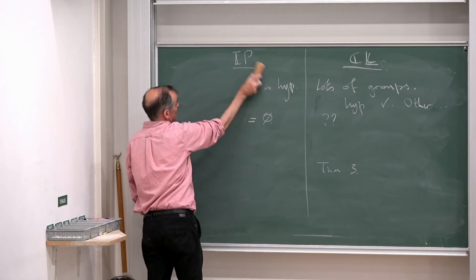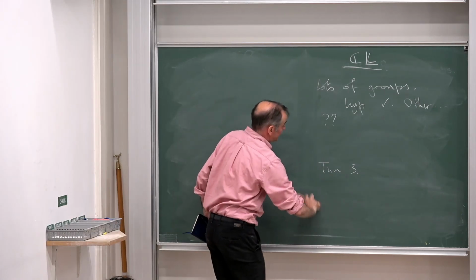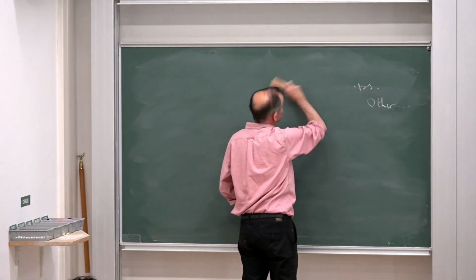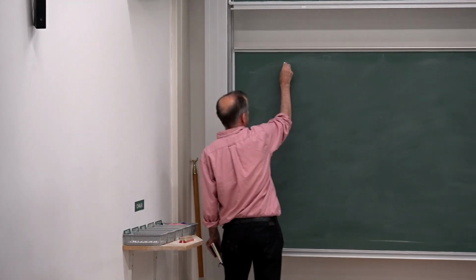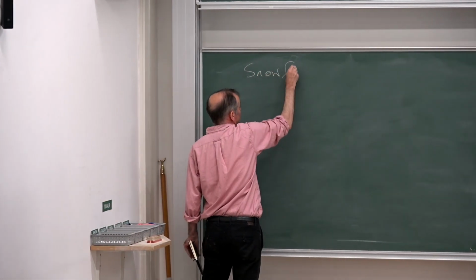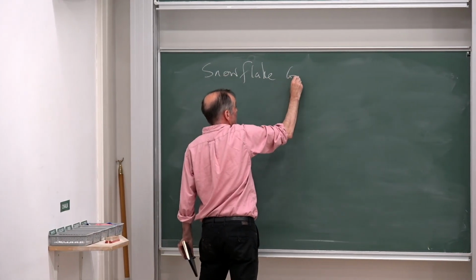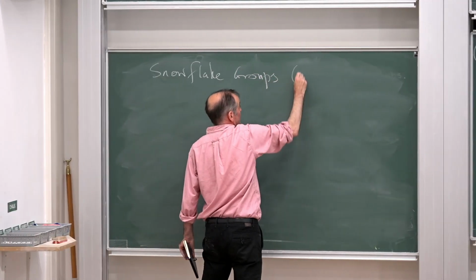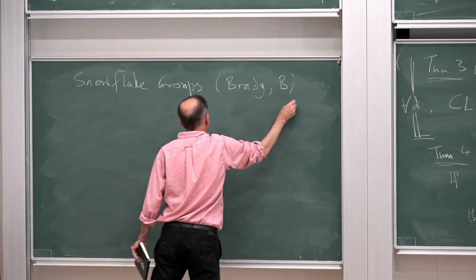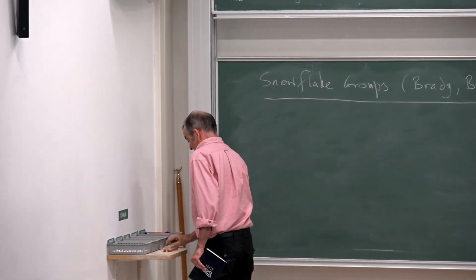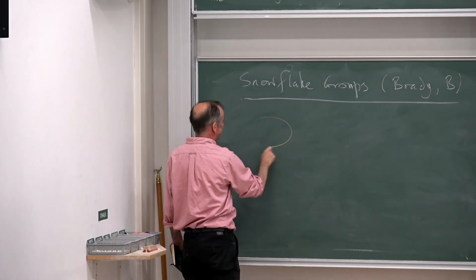So back to, how did we come to know that the closure of the isoperimetric spectrum was what I said it was? That was the snowflake groups that Noel Brady and I cooked up back in the 1990s. Okay, I love these things.